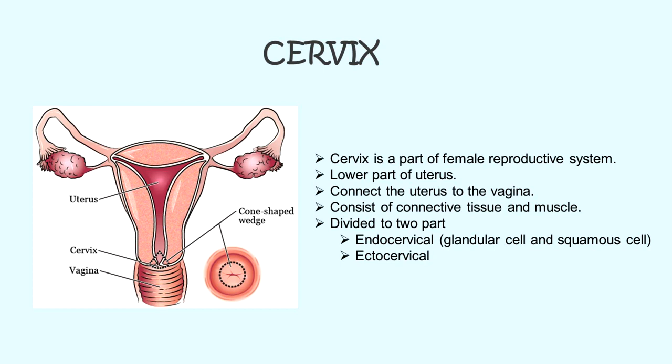The cervix also consists of connective tissue and muscles. The cervix is divided into two parts, which are the endocervical and the ectocervical. In the endocervical, there are glandular cells and squamous cells.